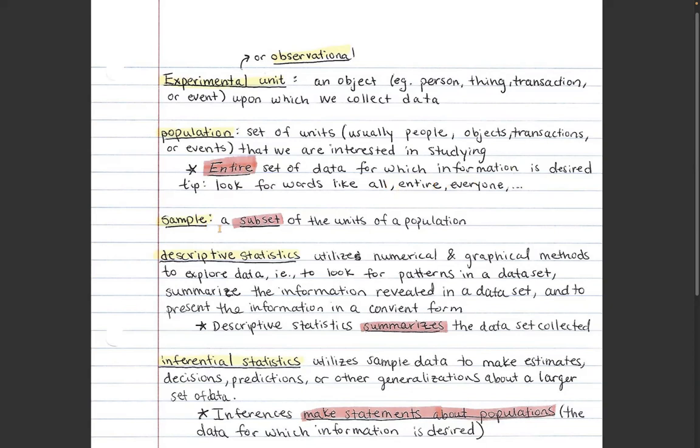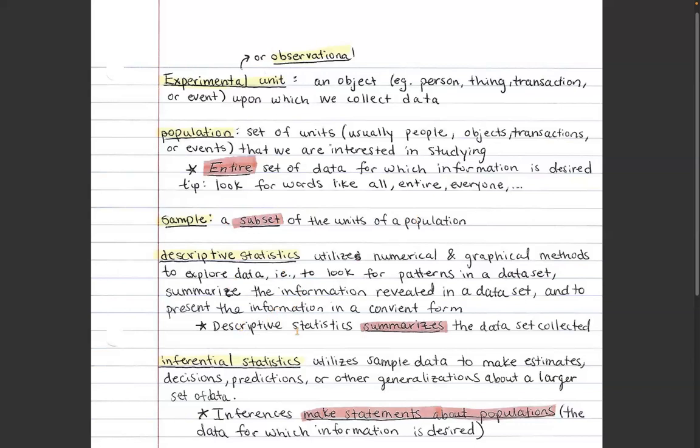And then a sample is a subset of the units of a population. So it's not the entire population, it's a subset. So that is a sample. And then we have descriptive statistics, which utilizes numerical and graphical methods to explore data. For example, to look for patterns in a data set, summarize the information revealed in a data set, and present the information in a convenient form.